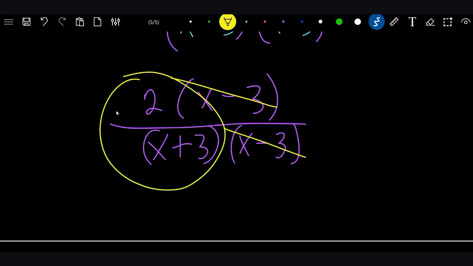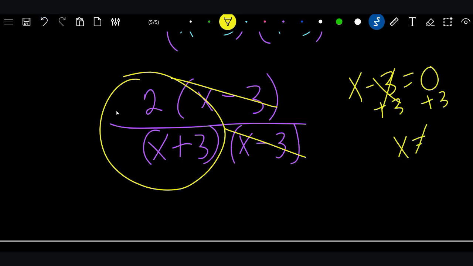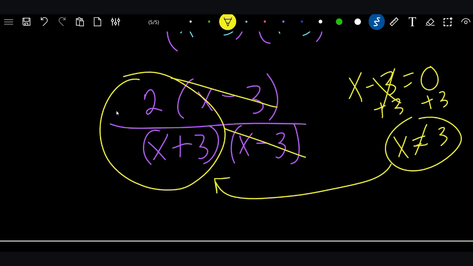So here's my answer, 2 over x plus 3, and don't forget that you have to set that x minus 3 equal to 0. Move the 3 to the other side, and I end up with x cannot equal positive 3. So that's part of my answer. That goes along with that right there. So 2 over x plus 3, and in this case, x cannot equal 3. Why not? Because if x equals 3, then there's going to be a 0 in the denominator, and it's going to be a math error. We can't have that.